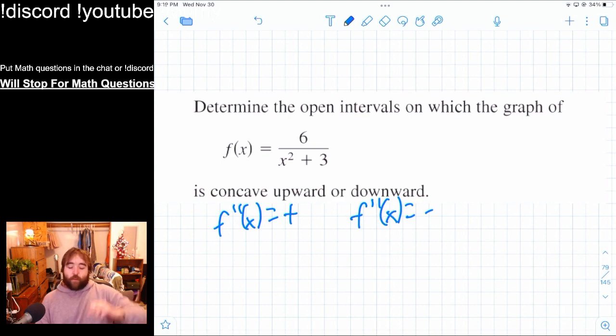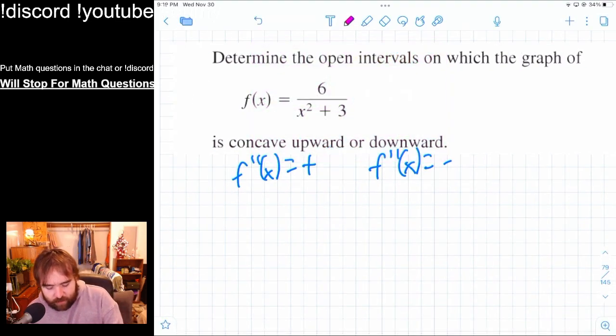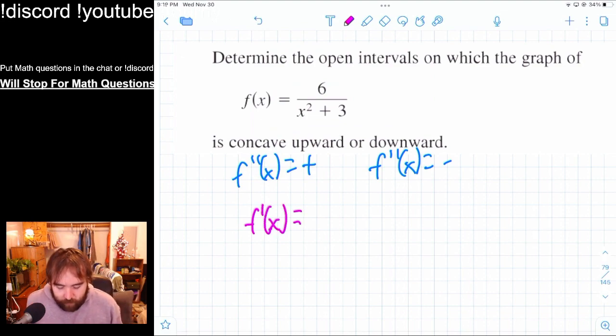So we've got to look for where it switches from positive to negative. Probably where it's undefined too, to be honest. Let's look for those as well. So let's do that. Let's take the second derivative. First we've got to take the derivative. Let me think about this with the quotient rule. With the quotient rule, the derivative of 6 is 0, so that all goes away.